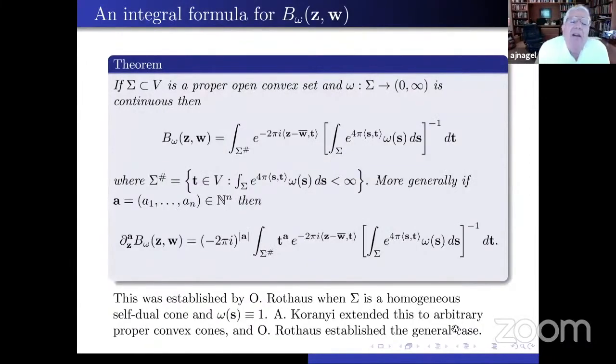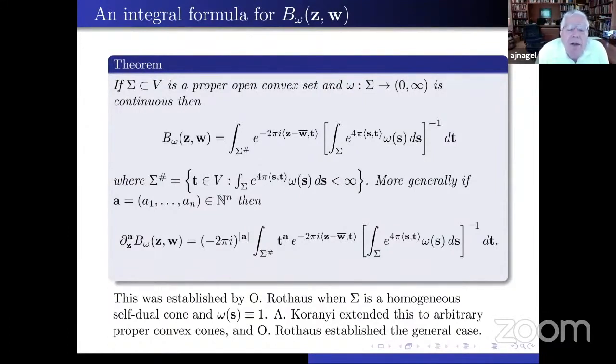So let me begin by saying that there's actually an integral formula that works for any proper open convex set and any weight function. And it's given here by this formula. This was initially discovered, I believe, by Rothaus in the case when sigma is a self-dual homogeneous cone and the situation is unweighted. Korani extended this to arbitrary convex cones, and then Rothaus established the general case. I think in the literature one sees quite often that this has been rediscovered and republished.